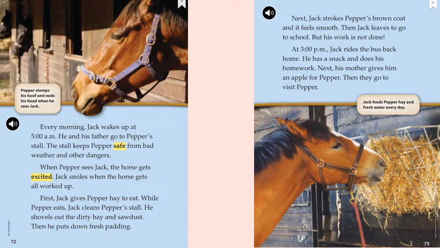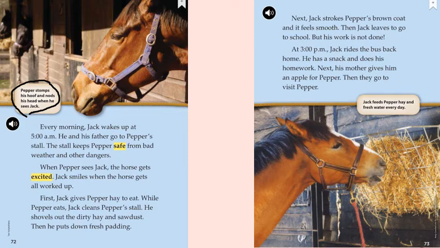Before I continue reading, this is a caption, okay? So captions are words that tell about a photo. Let's read the caption first. Pepper stomps his hoof. Stomps means to step, or to walk with a loud, heavy step. So Pepper stomps his hoof and nods his head when he sees Jack. What does the word nods mean? To lower and raise his head, okay?